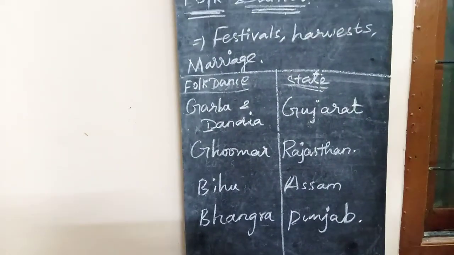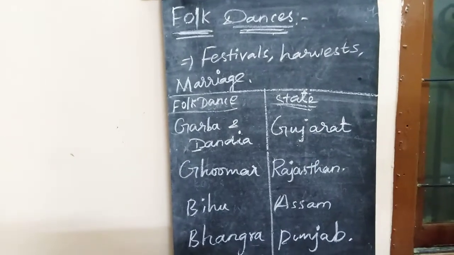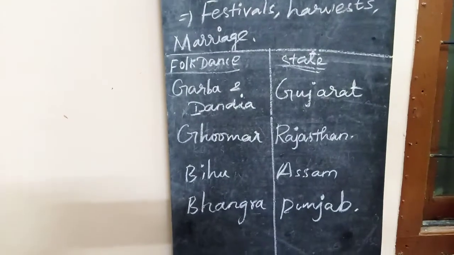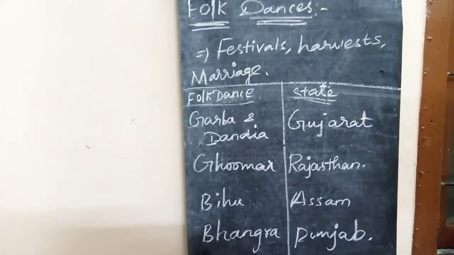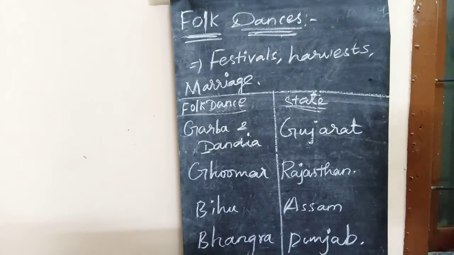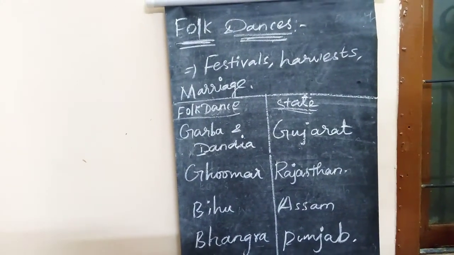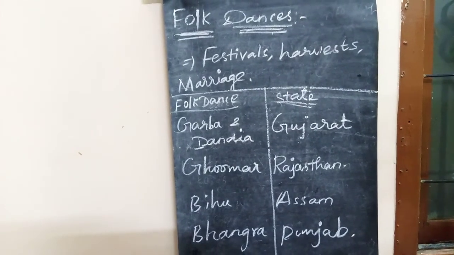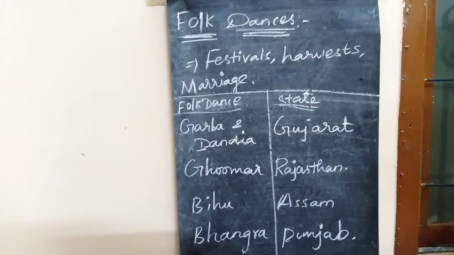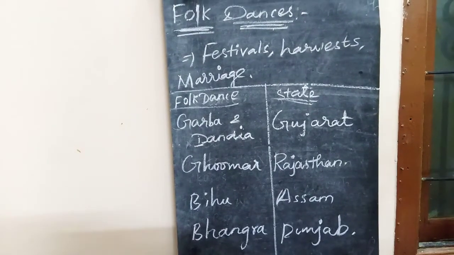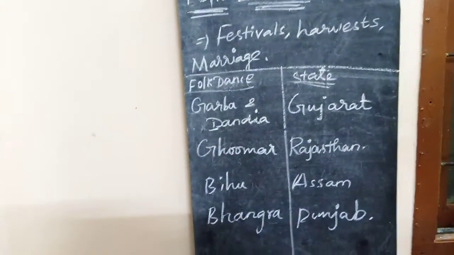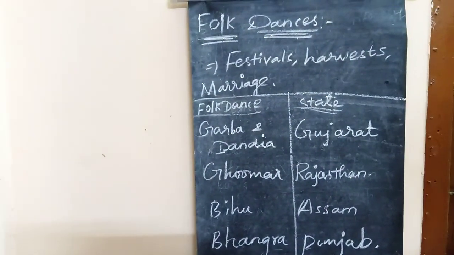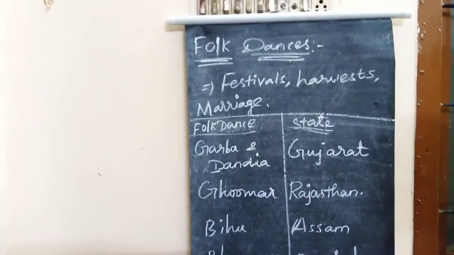And again I am repeating, dances are classified into two categories. One is classical dance and the other is called folk dance. Classical dance is mainly followed in temple places and places of worship, the god places, and each state has different classical dances. And folk dance is mainly performed during festival time, harvest time and marriage time. It is participated in by the people.